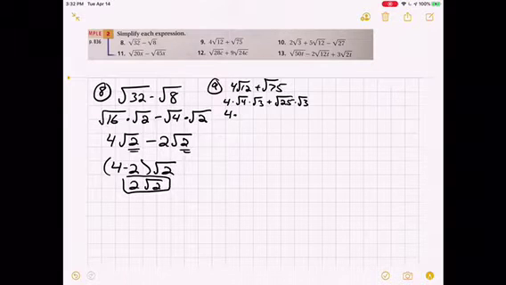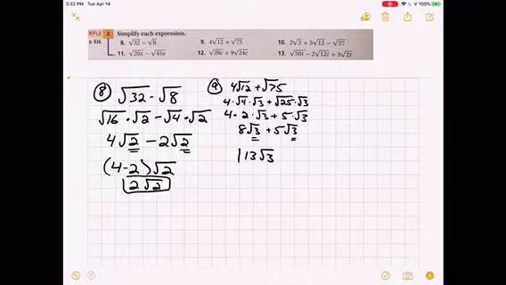And so that's 4 times 2 times the square root of 3 plus 5 times the square root of 3. And that will equal 8 times the square root of 3 plus 5 times the square root of 3. They'll both be square roots of 3, so we can do 8 plus 5, which is 13, square roots of 3.